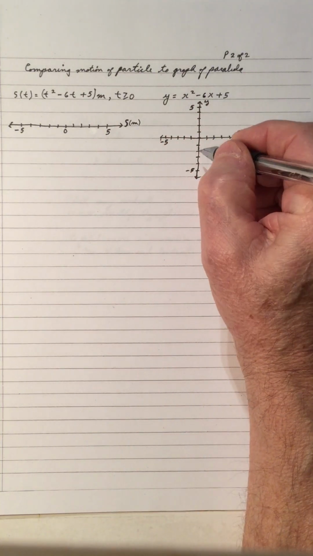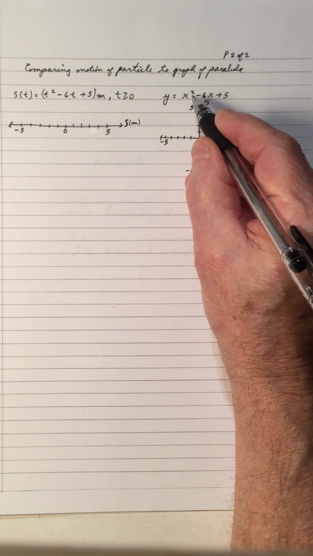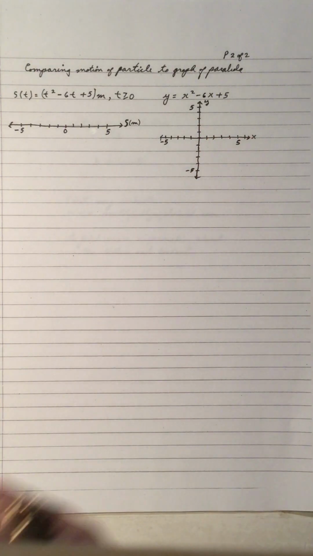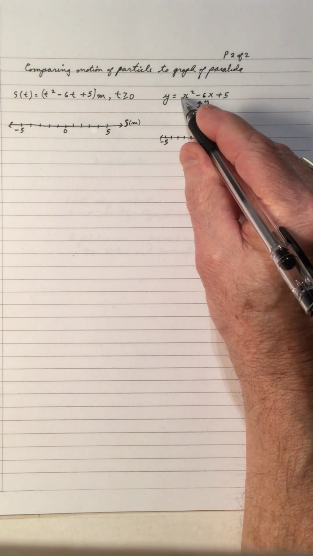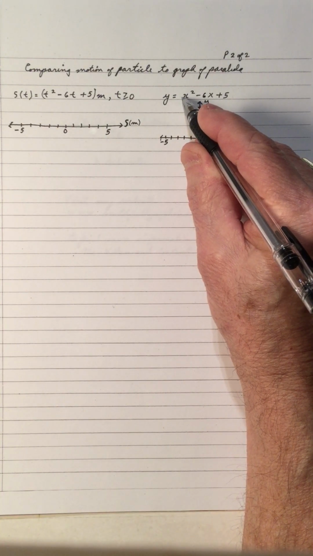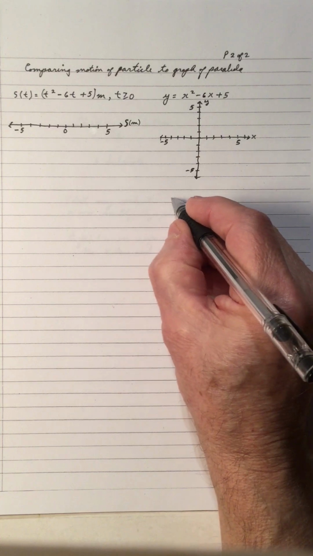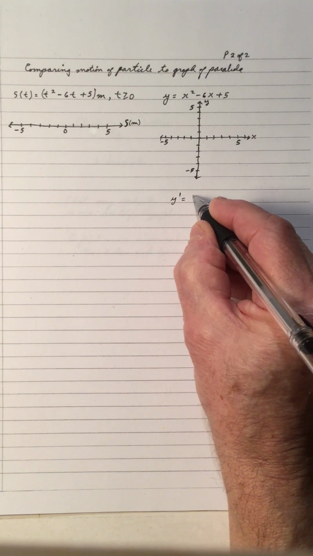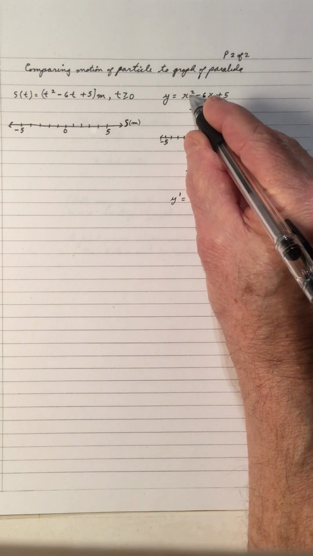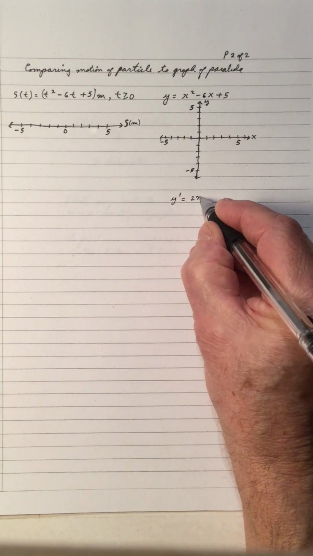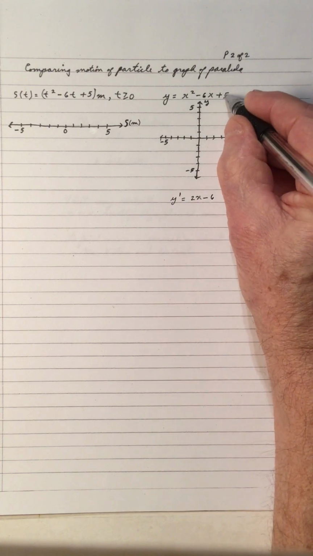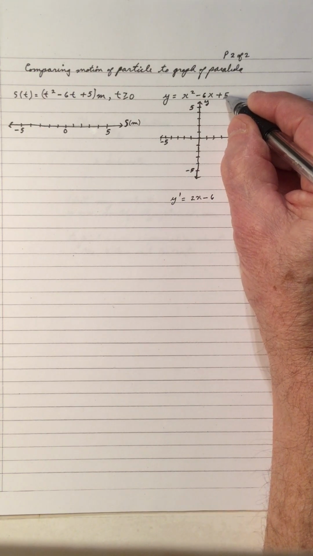Let's look at the parabola first, which is y equals x squared minus 6x plus 5. Notice that the coefficient of x squared is positive, so the parabola is going to open upward. If we find y prime, the derivative of x squared is 2x, the derivative of negative 6x is negative 6, and the derivative of 5 is 0.